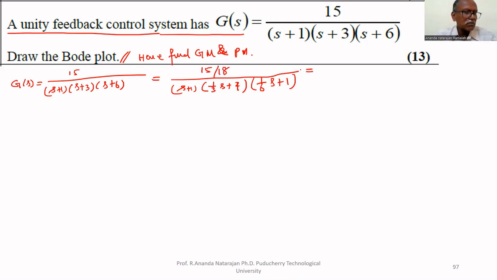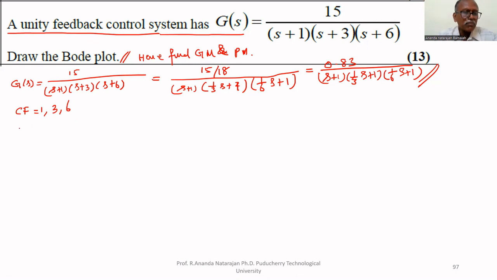That is equal to 0.83 upon (s + 1)(1/3 s + 1)(1/6 s + 1). Now it is in time constant form. Corner frequencies are 1, 3, 6.